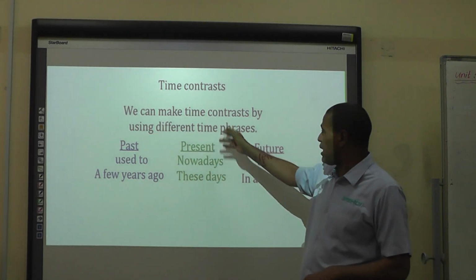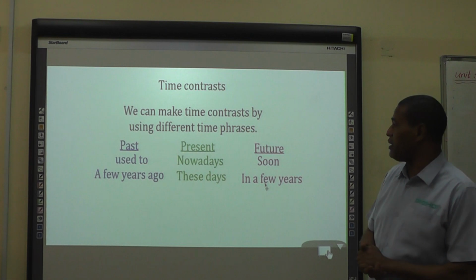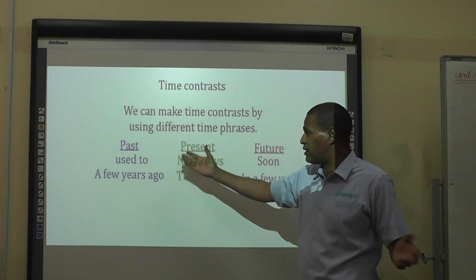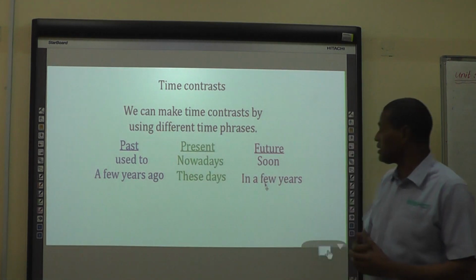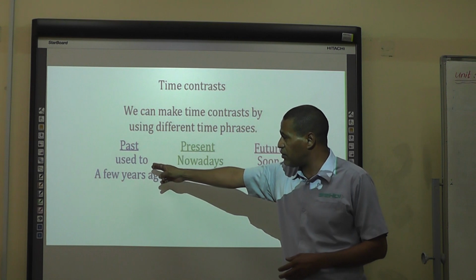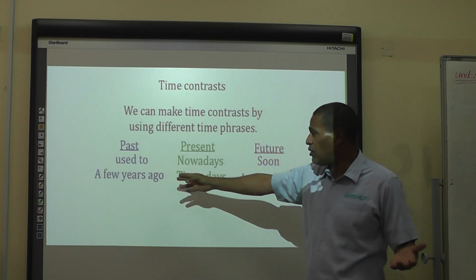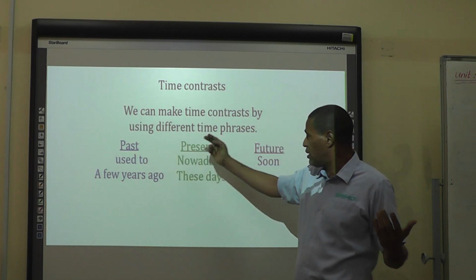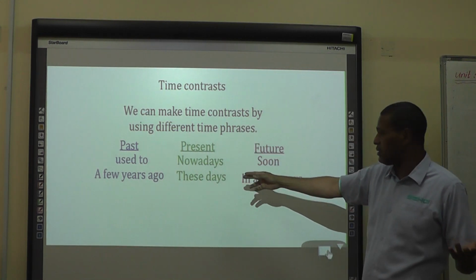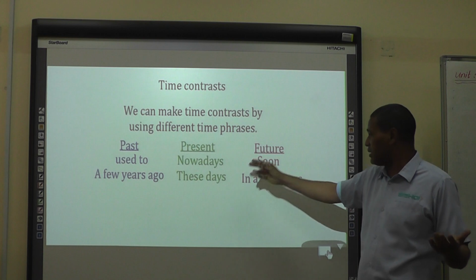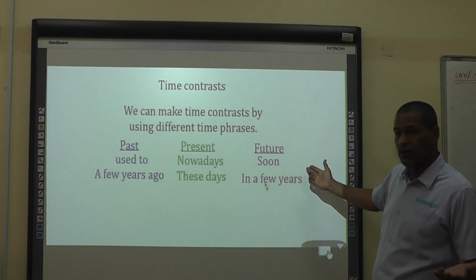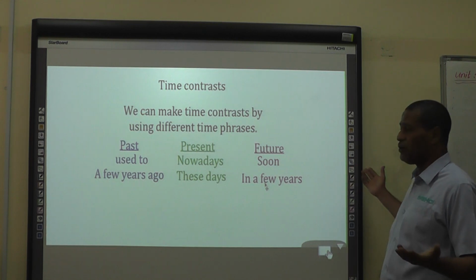And we can make time contrasts by using different time phrases like this. There are a lot of time phrases, but these are just examples. So if we are talking about the past, we can use used to or a few years ago. If we are talking about the present, we use nowadays or these days. For the future, we use soon or in a few years.